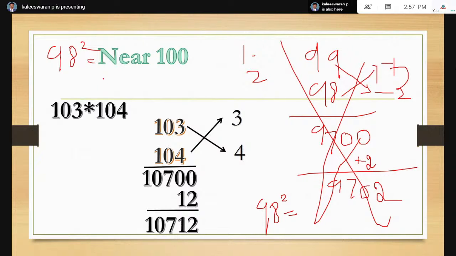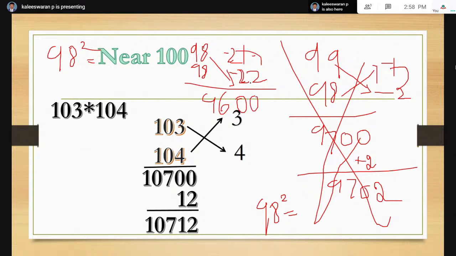We can use the nearby 100 method for this problem. What is meant by 98 square? 98 square means 98 into 98. Use the nearby 100 method. Here minus 2, here also minus 2, and do the addition in cross direction. So 98 minus 2 equal to 96. Then 2 zeros. 2 into 2 equal to 4. So the final answer is 9604.